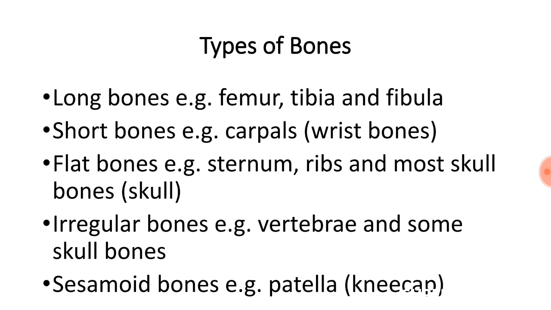Now let us see the types of bones. Actually we have 5 types of bones. First of all, we have long bones, which include the femur, tibia, and the fibula, and also we have short bones, the carpals, the wrist, kwenye viganja hivi, kwenye maunganiko ya viganja pamoja na arm. Pia we have flat bones, the sternum, and also we have ribs.